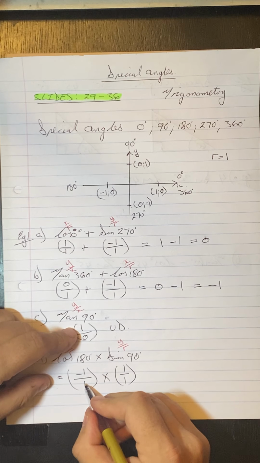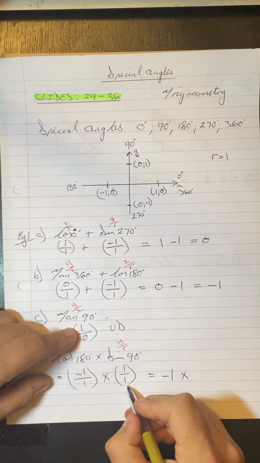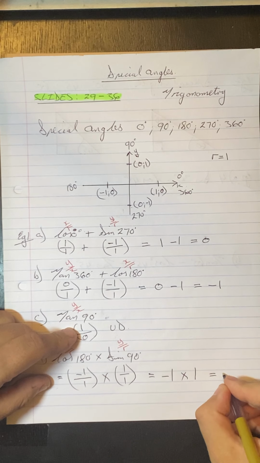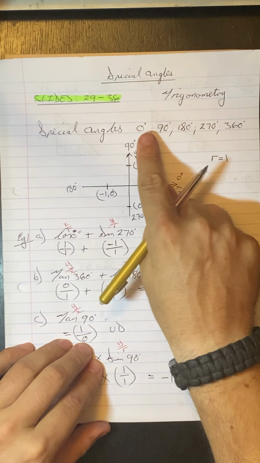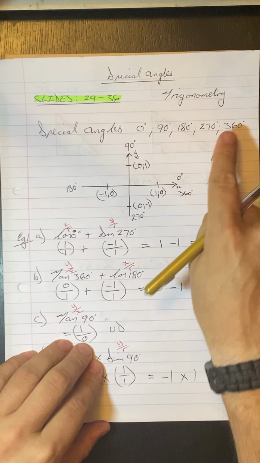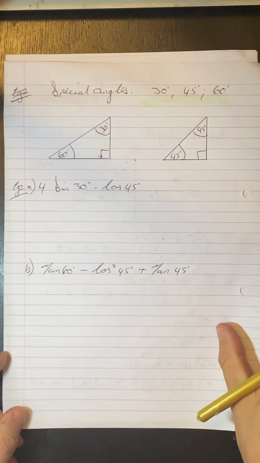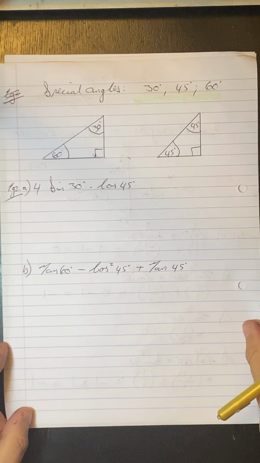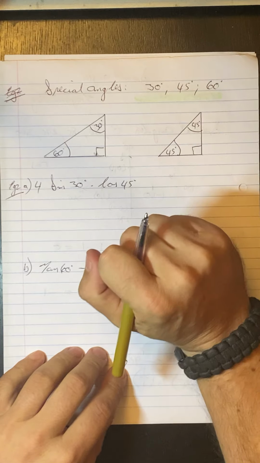Minus 1 divided by 1 is minus 1, multiplied by 1 divided by 1 is 1. So our final answer is minus 1. Okay. So special angles of 0, 90, 180, 270, 360 use this method. The next one we're going to look at is special angles of 30, 45, and 60.